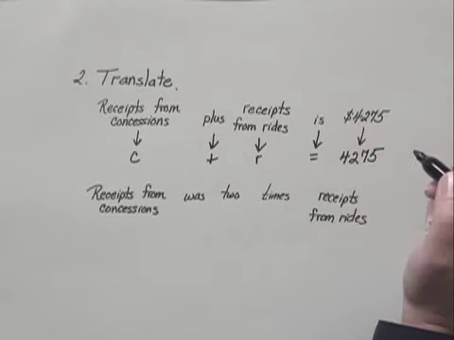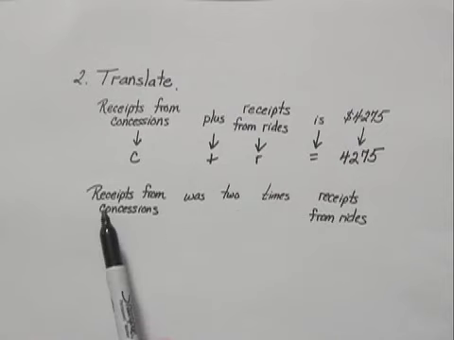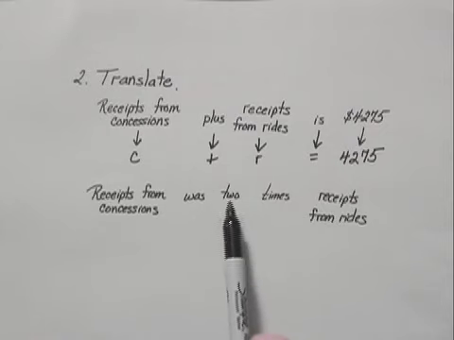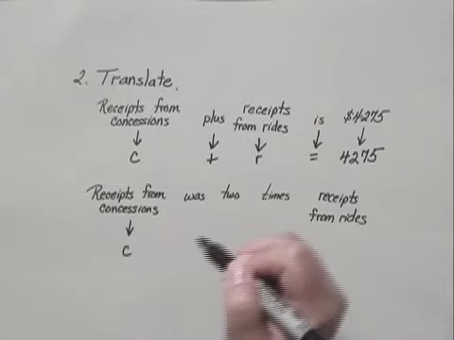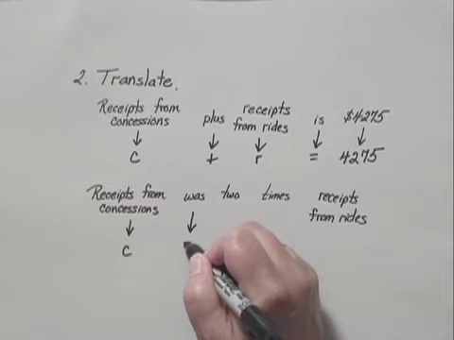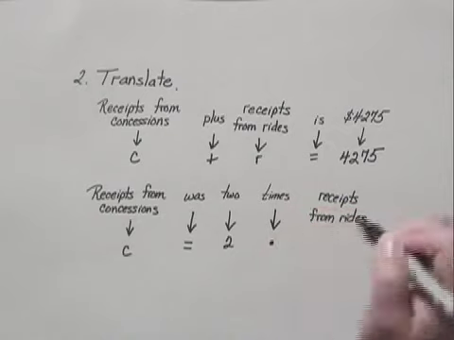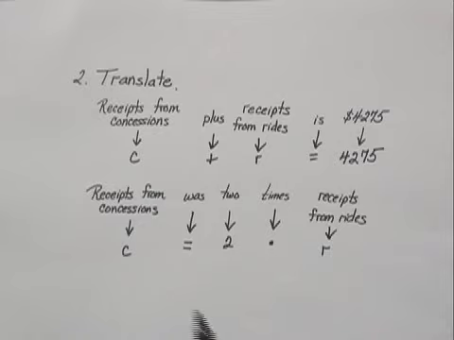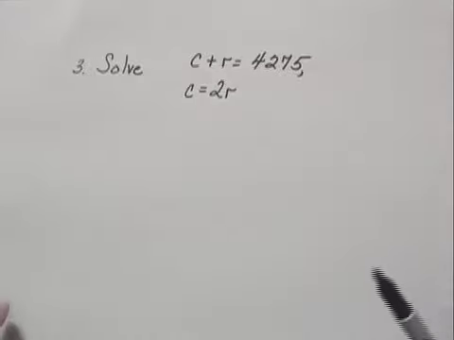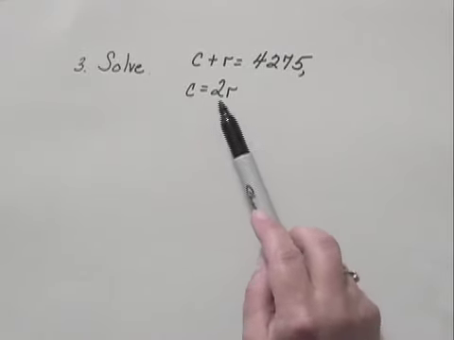4,275. The second statement that we learned from the problem was that the receipts from the concessions was 2 times the receipts from the rides. Again, translating, we have C equals 2 times the receipts from the rides, R. So we have a system of two equations and we can solve that system. We have C plus R equals 4,275 and C equals 2R.